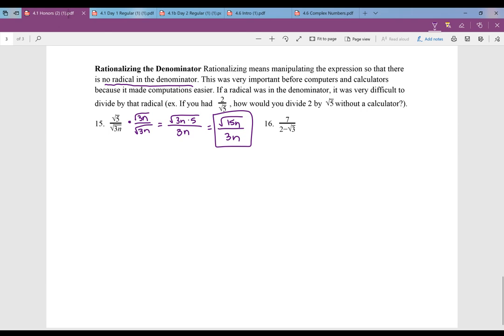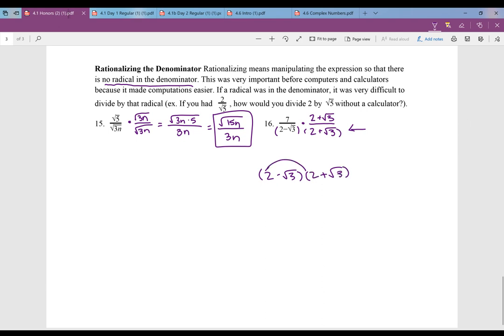Now, if we look at 16, sometimes it's a little more complicated if it's not just the radical. To cancel out this one, what we would do is multiply by something called the conjugate. And the conjugate is just the same expression, but with the opposite sign between them. So if it's minus, our conjugate would have a plus, or if it was plus, your conjugate would have a minus. And what this will do is when we multiply these together, when we FOIL them, let's do it down here. 2 minus root 3 times 2 plus root 3.